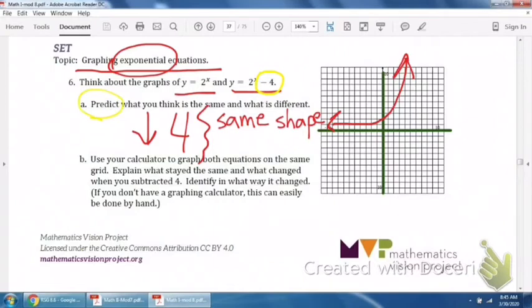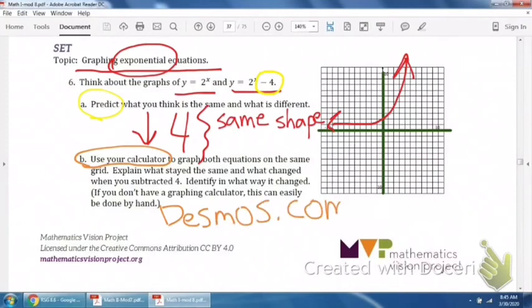You're guessing. Part B is the important part, and it's the easier part too, because you get to use your calculator to graph both equations on the same grid. So you're all going to want to get the app. We've talked about it already, Desmos, if you don't have it. If you do, that will graph it. This app will graph it for you. You type in everything to the right of the equal sign, and it'll graph both of them for you.